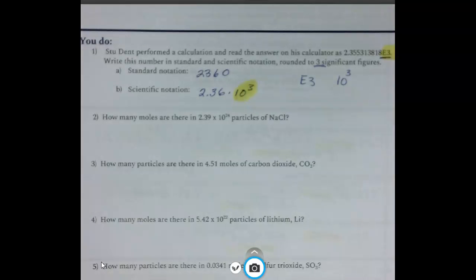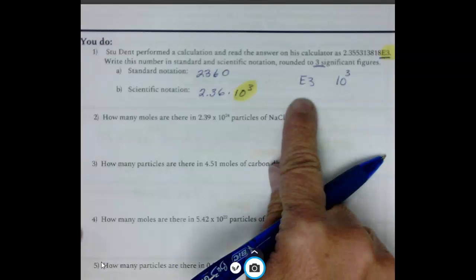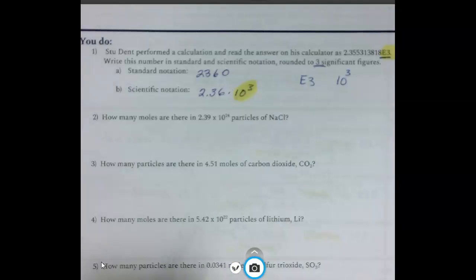So don't ever write it when you're writing your answers. If it gives it to you in scientific notation, be sure you do write it in scientific notation. Don't write the E value. Okay, so this is going to be doing some mole to particle and particle to mole conversions.